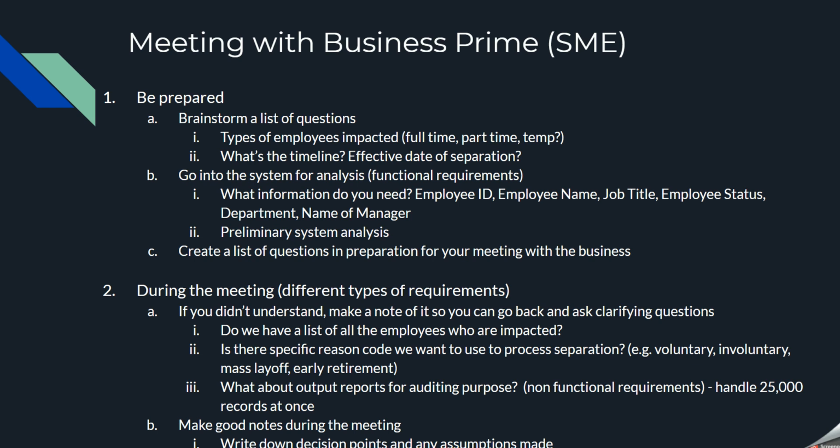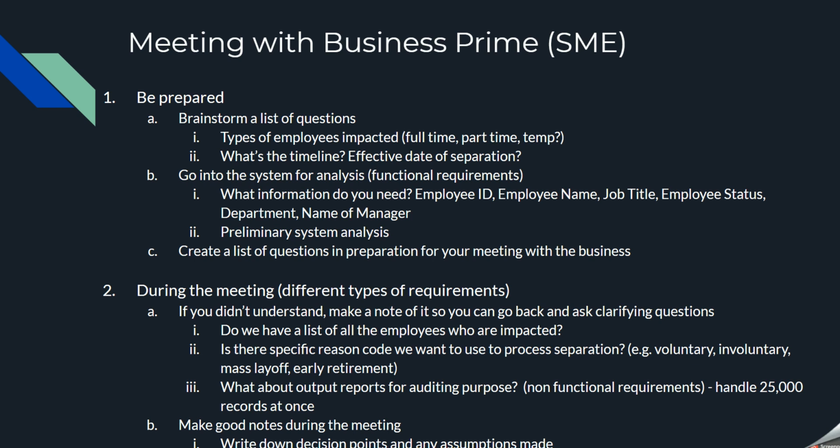I would also go into the system, whatever you use. It could be SuccessFactors, it could be SAP, it could be Workday, it could be any system that you currently use, and then just go into the system for further analysis. So these are sort of the functional requirements that you're trying to gather. What kind of information do I need?